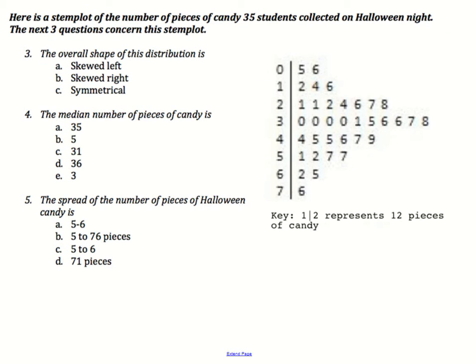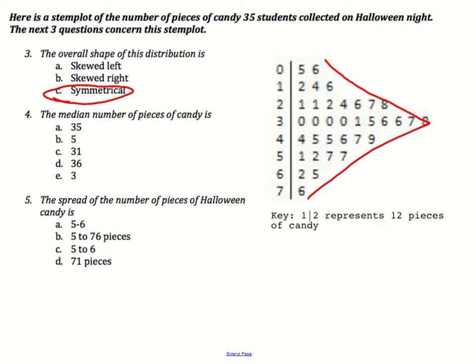Alright, so here we have a stem and leaf plot. It's of the number of pieces of candy 35 students collected on Halloween night. Now the next two questions are all about this. So the overall shape of this distribution, let's look at that. So we're just going to draw that in. It looks like it's symmetrical to me. It's not skewed to one direction. It's pretty symmetrical from the middle.